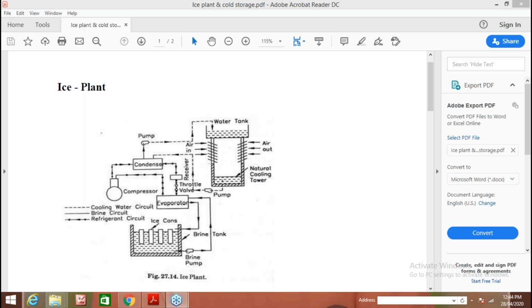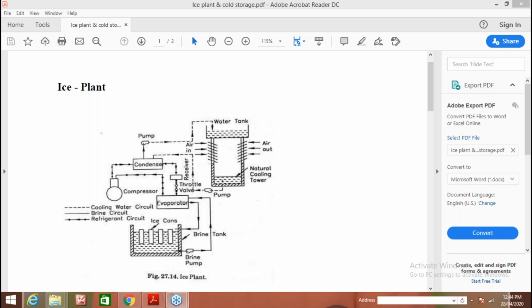It also works on the simple vapor compression cycle, and the major components of the simple vapor compression cycle are evaporator, compressor, condenser, and throttle valve. Clear? The capacity of this ice plant is large, so atmospheric air does not have much capacity to take heat from the condenser. That is why cold water is used to take heat from the condenser. This cold water is again cooled in a cooling tower by using natural air.